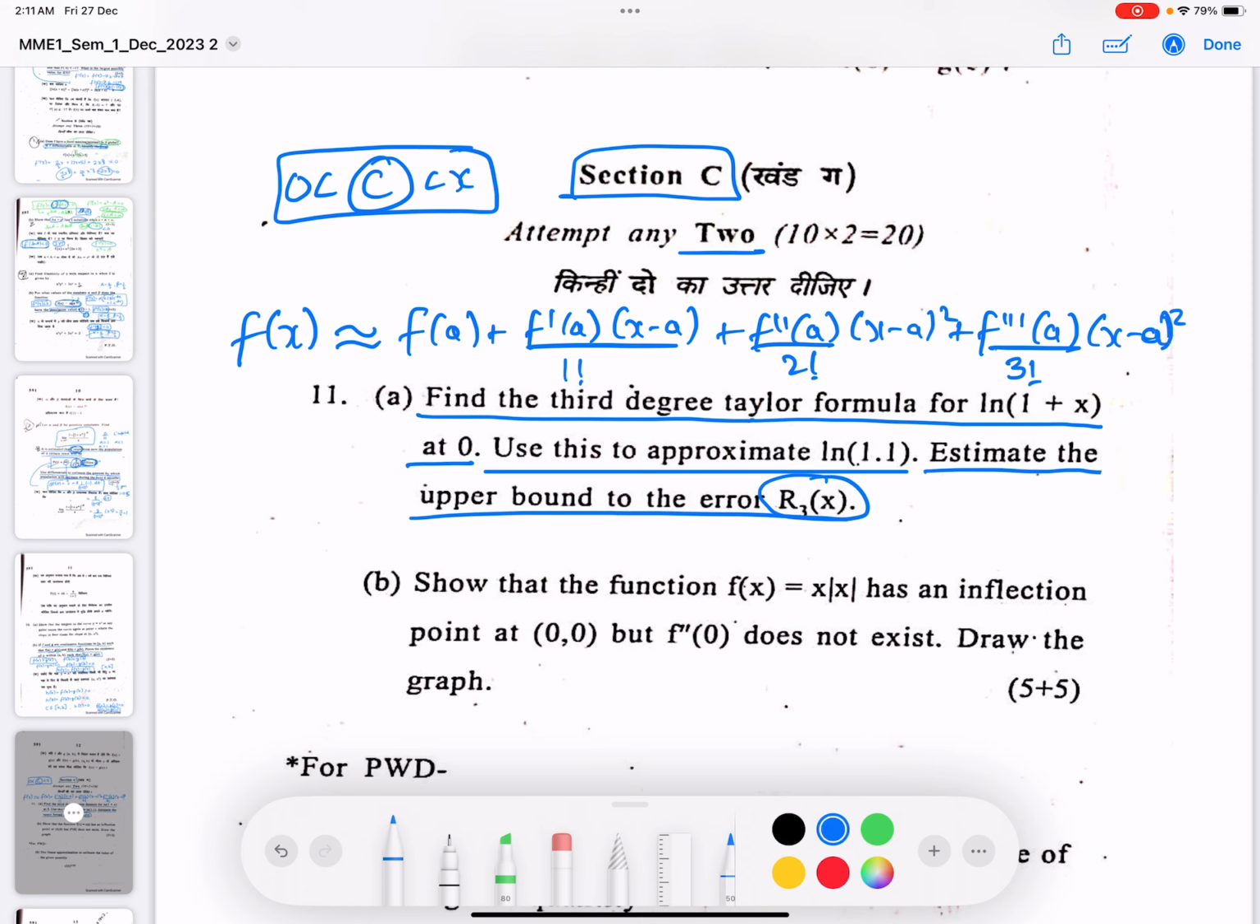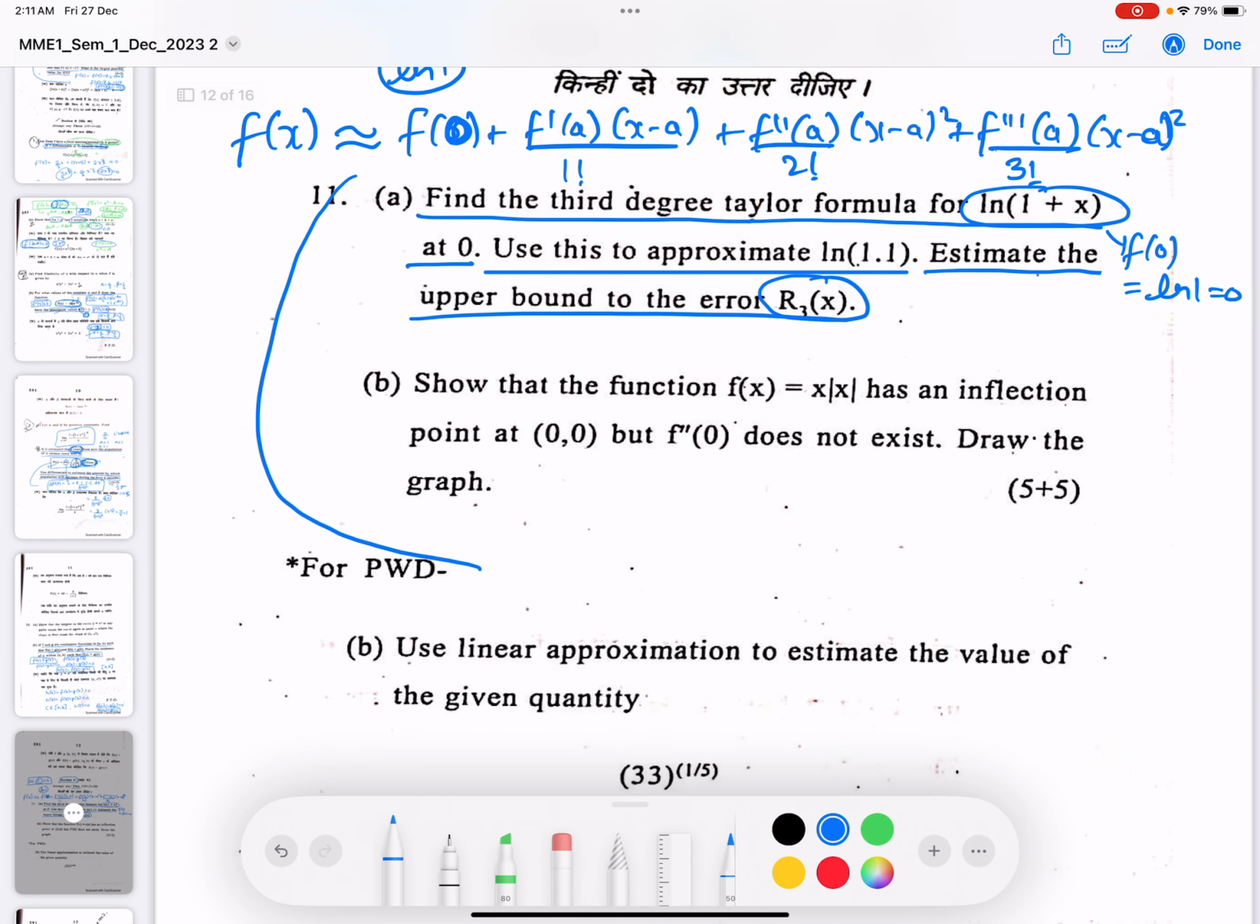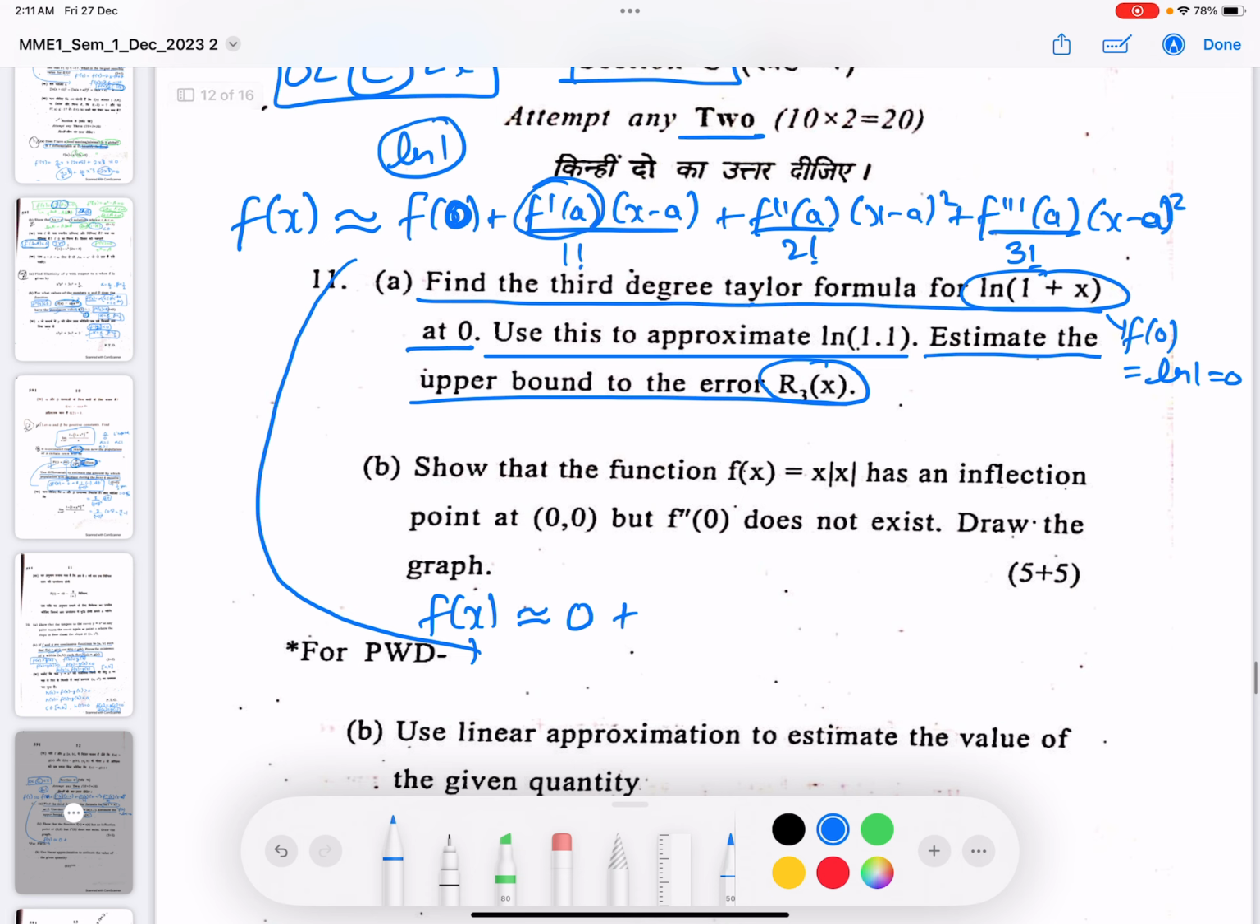Now for log(1 + x), f(a) is f(0). So the function is log(1 + x). So f(0) would be log 1, which is 0. So we have, I'll write this here, f(x) would be equal to 0 plus f'(0), which is 1 upon 1 + x. As x is 0, this would be 1. So 1 upon 1 into x.